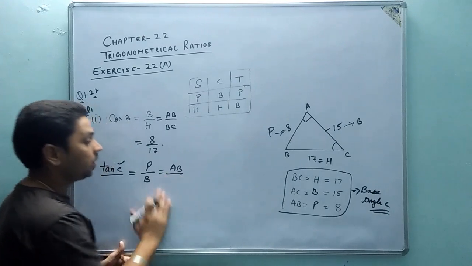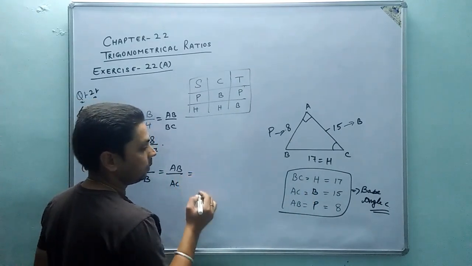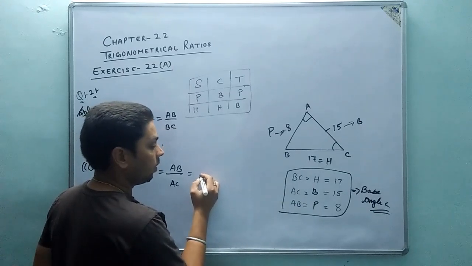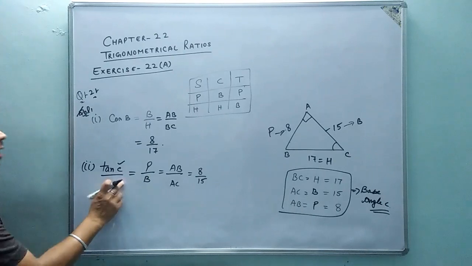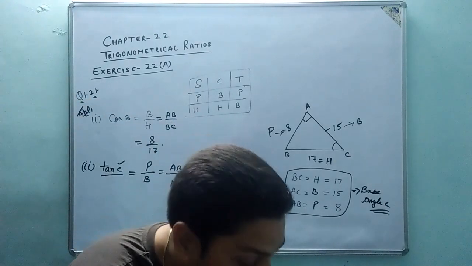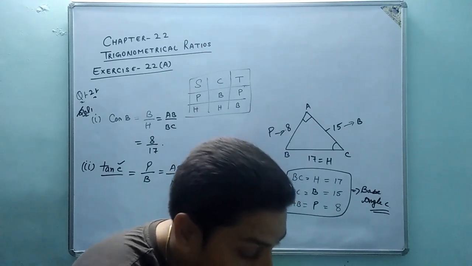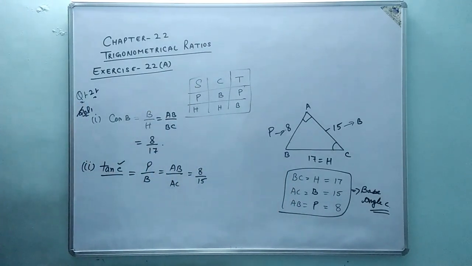Sorry, what is base? Base is AC, which is equal to 8 upon 15. So what is the value of tan of C? The value of tan of C is 8 upon 15. Then we have to find the value of sine square B plus cos square B.